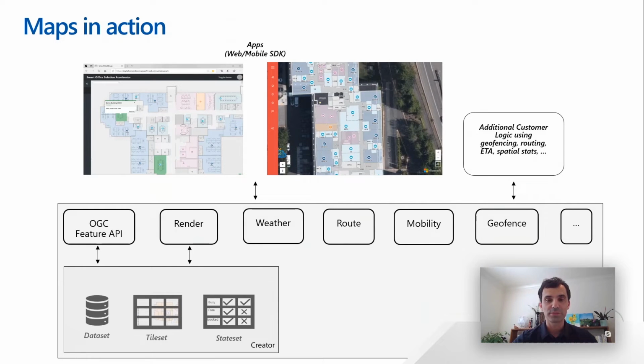And you can combine this with all the APIs and services that Azure Maps provides, like weather and forecast, very frequently used in energy management solutions, route, mobility, and so on.